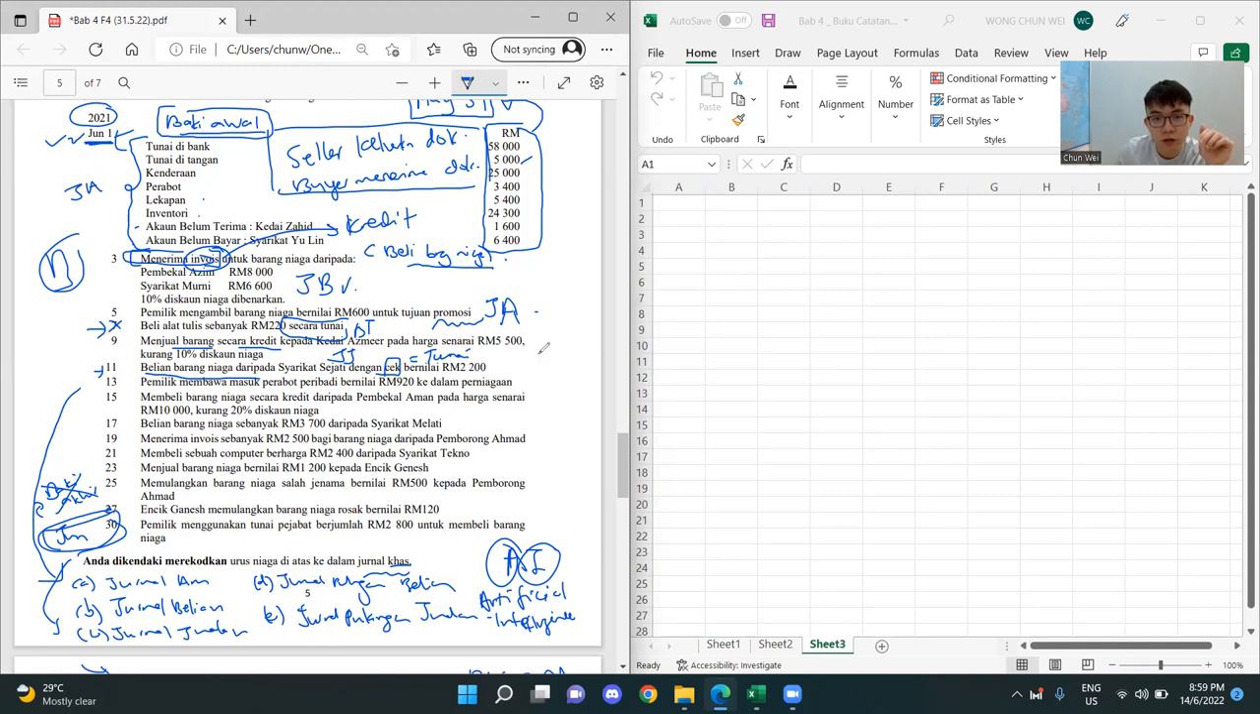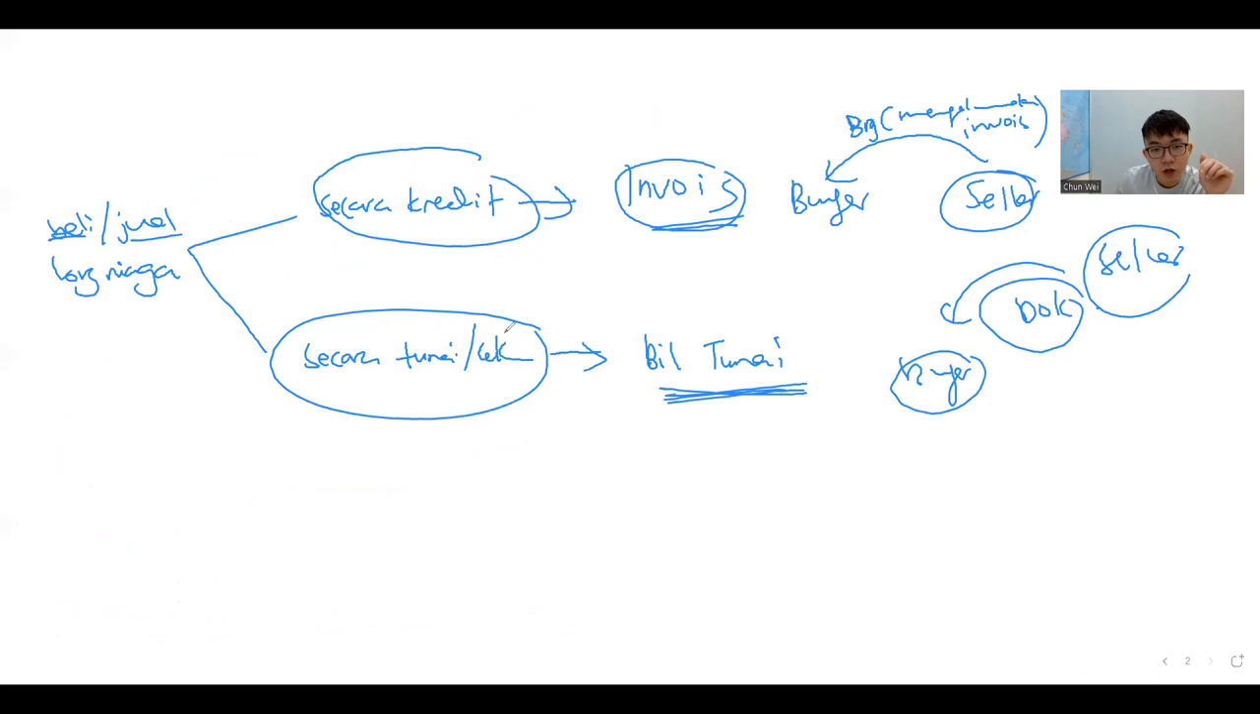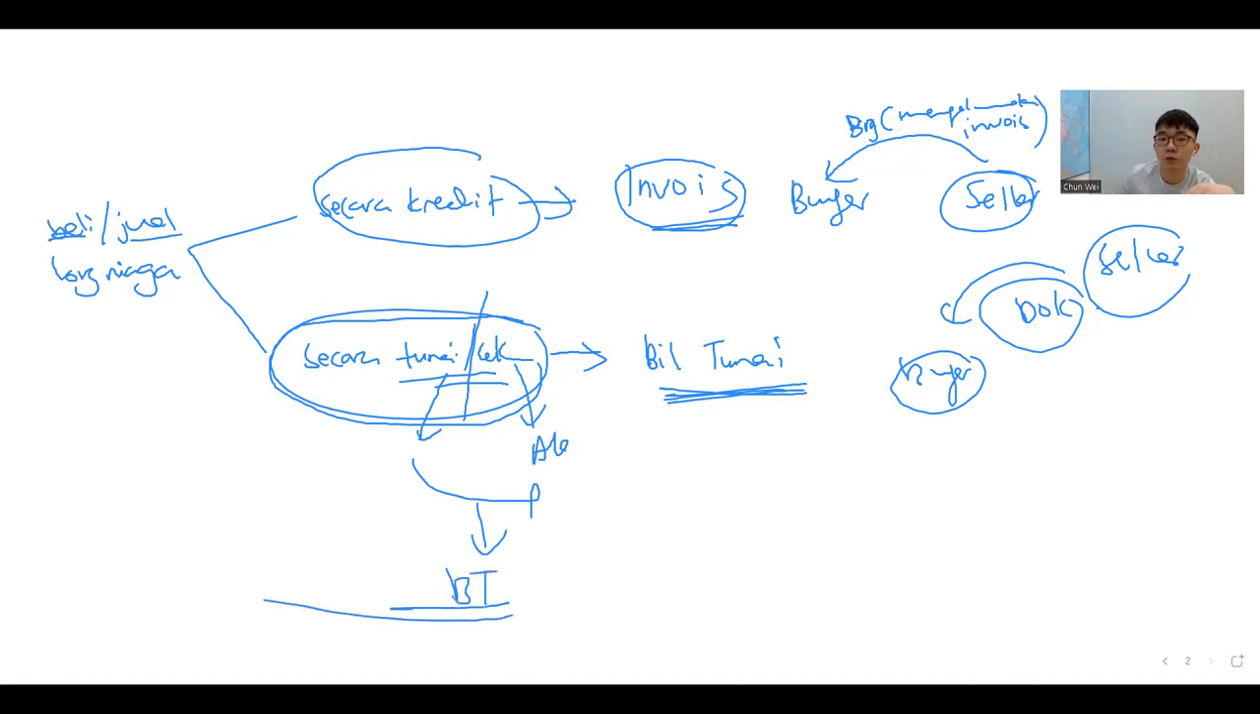Okay, so here I say you beli jual, you got secara tunai or slash secara check because they're the same thing. Just that for tunai, you record in account tunai. For check, you record in account bank. But the way to record it, we still throw into where? Buku tunai.